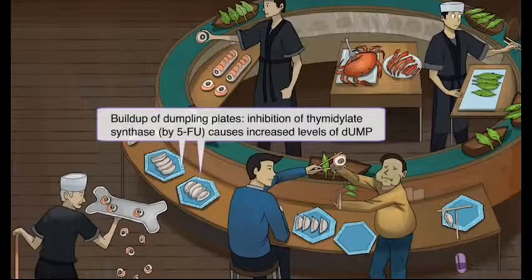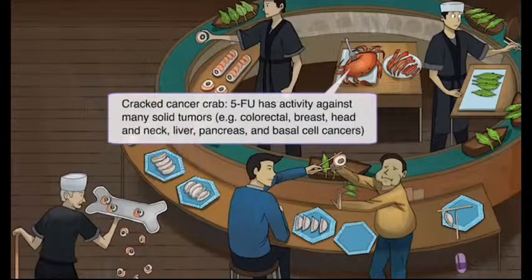over here. Also, keep in mind that cracked cancer crab in the center of the sushi boats meant to remind you that all these drugs can be used in cancer chemotherapy. 5-FU specifically is the most widely used agent in the treatment of colorectal cancer. This agent also has activity against many other solid tumors, including cancers of the breast, head and neck, liver, pancreas, and even topically for basal cell carcinoma.